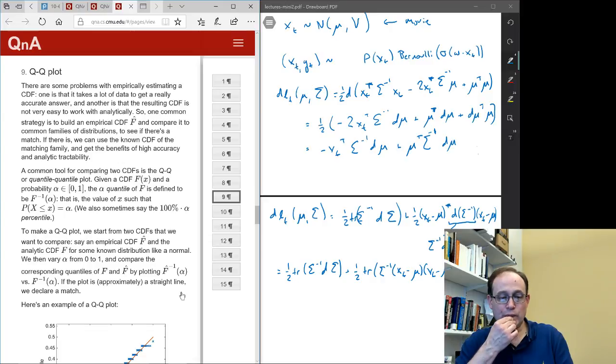And so a QQ plot is short for a quantile plot. What it does is it compares two cumulative distribution functions, two CDFs. And in particular, it compares their quantiles. So what is a quantile? The alpha quantile of a distribution is the point such that alpha fraction of the time you're going to be below it, right?